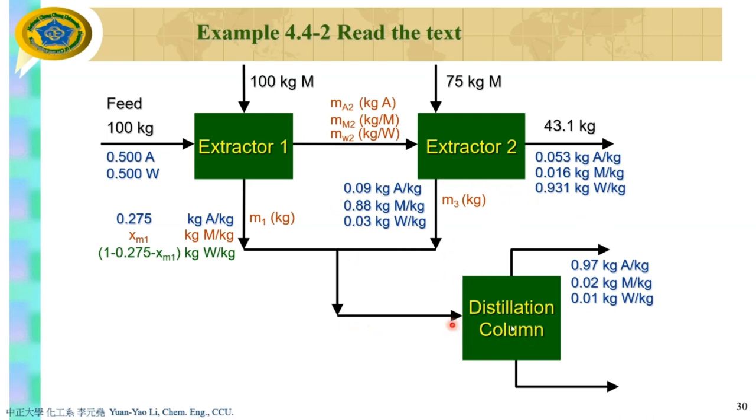And how about the feed stream to the distillation column? You have nothing. So again, you need to put the mass of the acetone, the mass of the water, and the mass of the MIBK. Okay? And the next stream is this one. What you need is the total mass of this upper stream. The bottom stream, again, you have nothing, so you have the mass of the acetone, the mass of the MIBK, and the mass of the water.